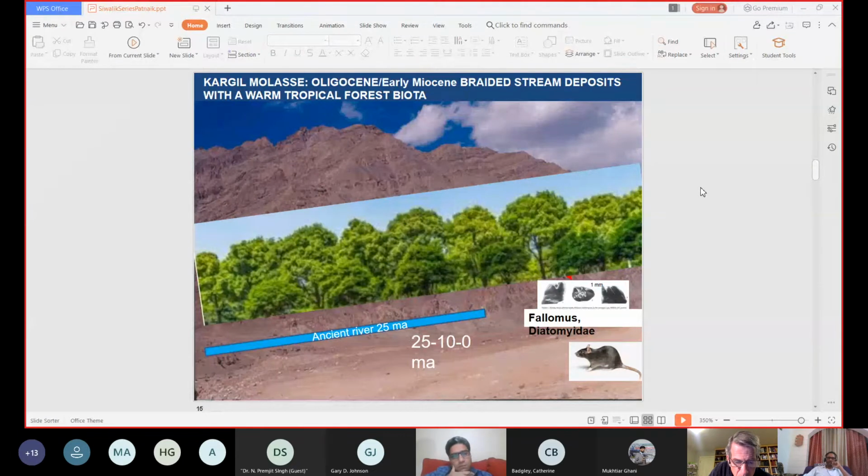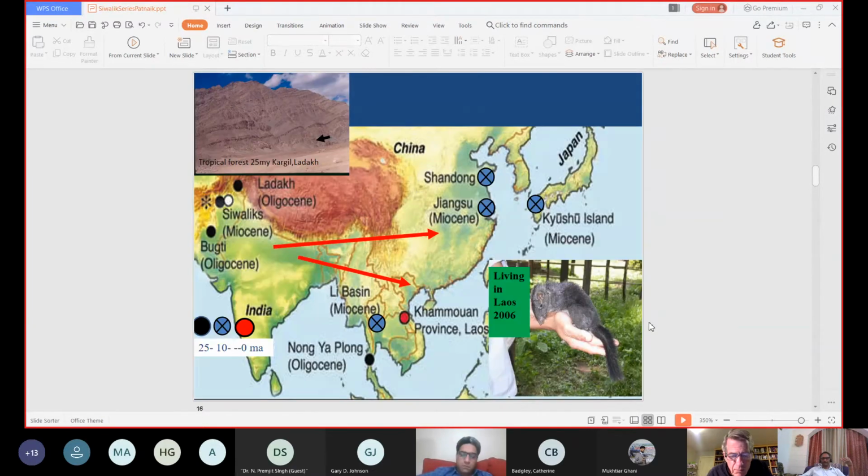But one very interesting find was of rodents. That is of a rodent that was thought to be extinct in the Miocene. We have found a rodent that represents a diatomyid, or Laonastes, that today lives in tropical rainforest areas like Laos. In fact, people found this rodent right at the market in Laos in 2006, so it is a kind of living fossil. So what we see today as Kargil, which is a dry area, was a tropical rainforest of some kind.